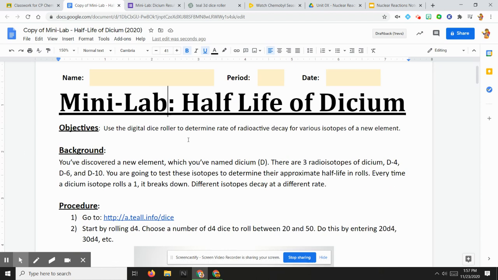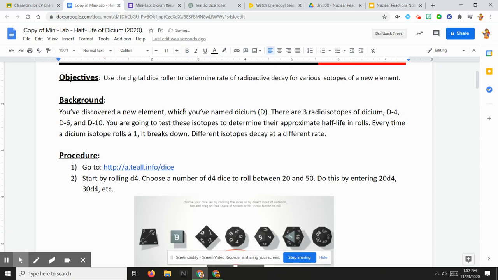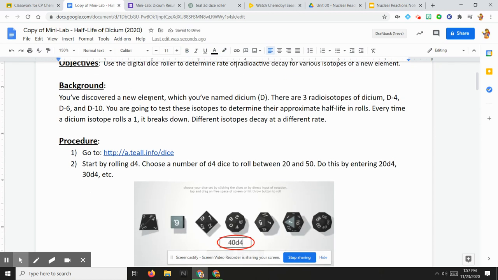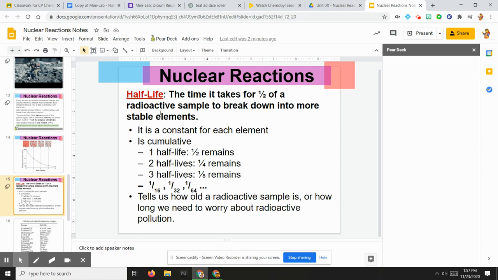Okay, so this is called the half-life of dicium. Dicium is a made-up element that's literally just dice. What we're going to do is figure out what it means for a radioactive element to have a half-life. Now, as you recall from the notes today, which I've uploaded, a half-life is the amount of time that it takes for half of a radioactive isotope to break down.